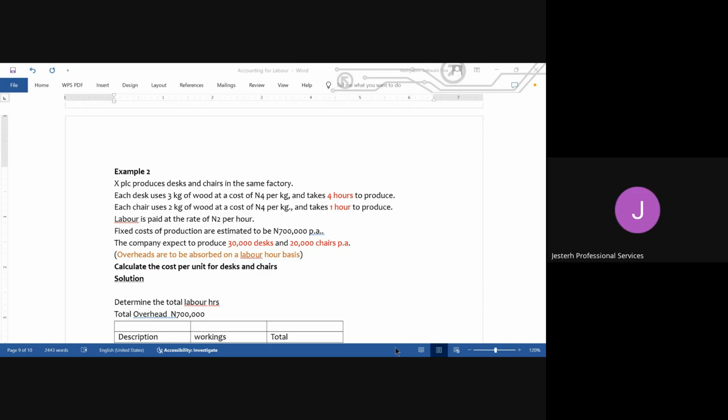Sir, please repeat the question again. Okay. Now, this last question that we just attempted, the approach that we use in the first question to determine our overhead is different from this one that we use now. So now, can anyone tell me how we arrive at our total labor hour to determine our overhead absorption rates per unit? Can anyone tell me? Did you get the question very well now?